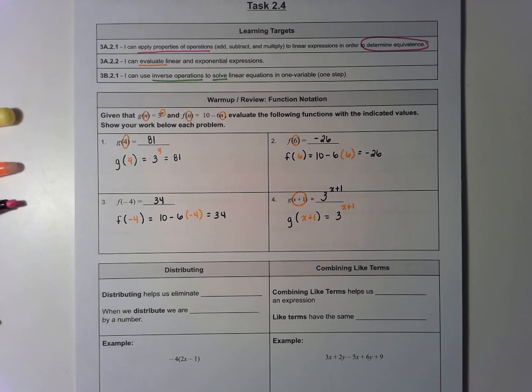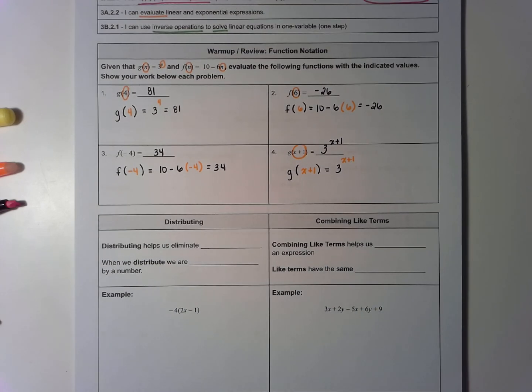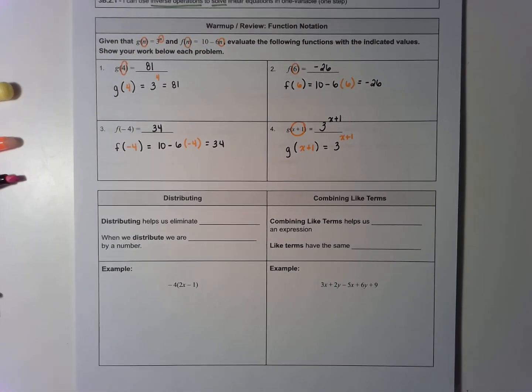All right, hopefully this helped to refresh your memory about function notation and how to evaluate functions. We are going to be using this again in this unit, so it's really important to go back and review that a little bit. The next thing we're going to be doing is learning two algebraic skills that help us simplify problems. One of the things we're going to need to do today is use these types of properties of operations in order to simplify a problem and see if it's equivalent or the same as another problem.